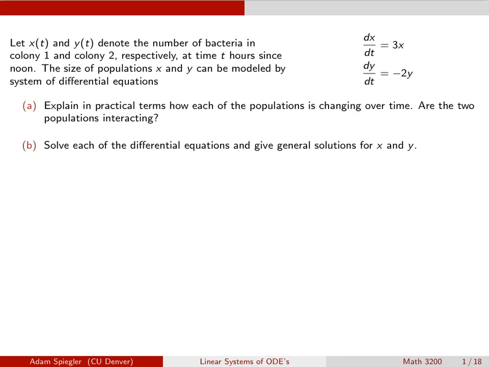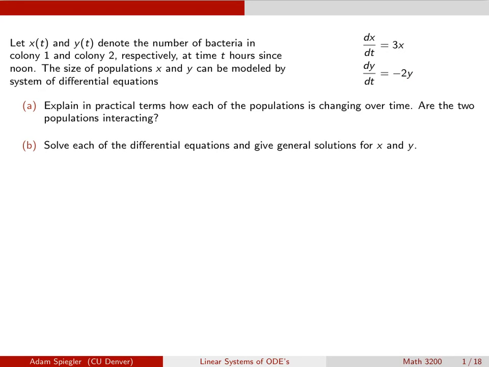But if we look at each of these equations, I can see that, first of all, if we assume x and y are positive values, we're dealing with sizes of populations that are positive, then dx/dt is going to be positive. So the population of bacteria in colony 1 is always going to be growing at a rate proportional to the current amount of bacteria present. And for colony 2, this colony's size is going to be decreasing as time goes on, and it's going to be decreasing in such a way that is proportional to the current size of the bacteria in colony 2.